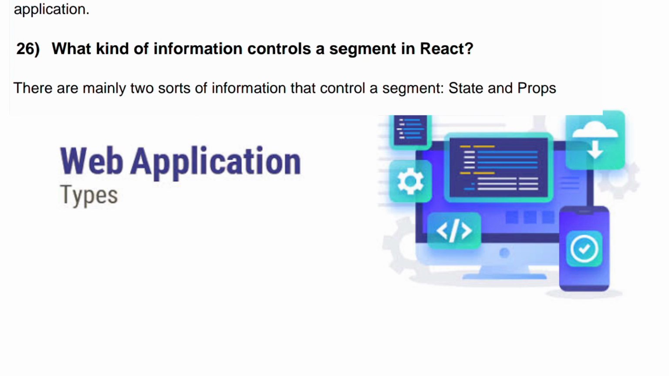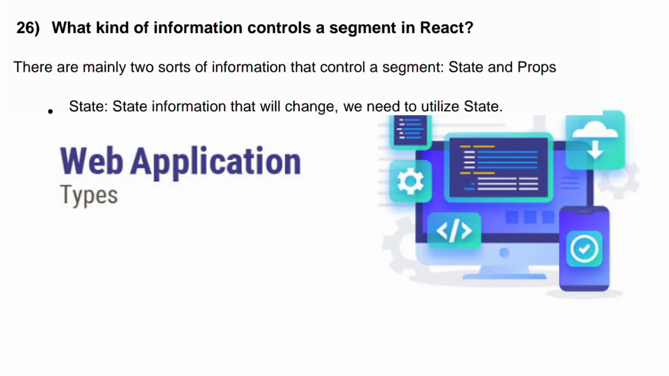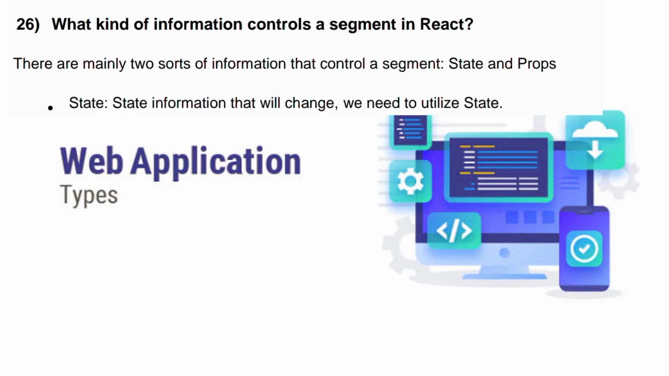Now next question is, what kind of information controls a component in React? There are mainly two sorts of information that control a component.